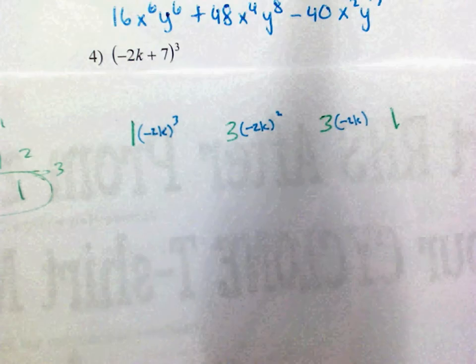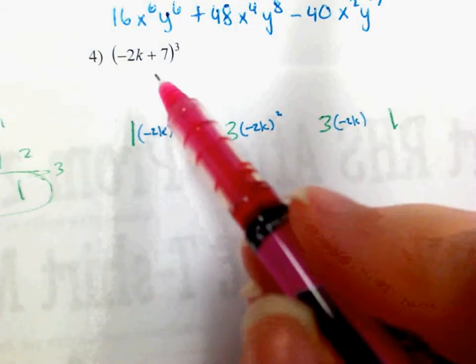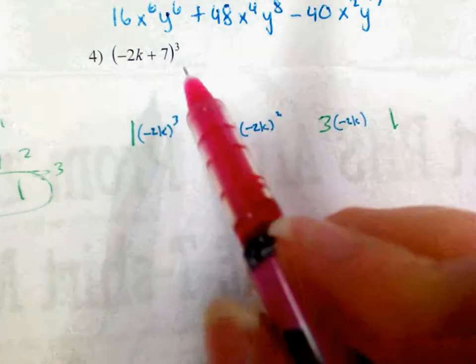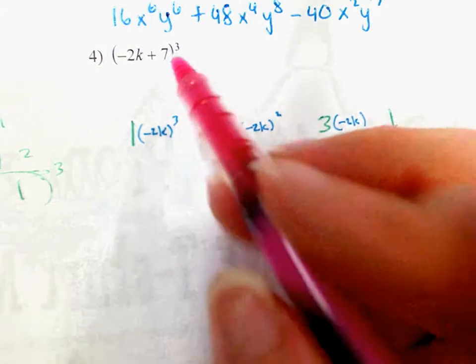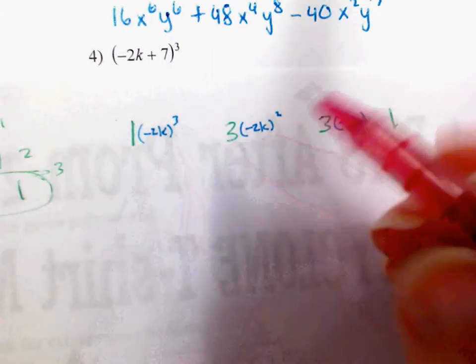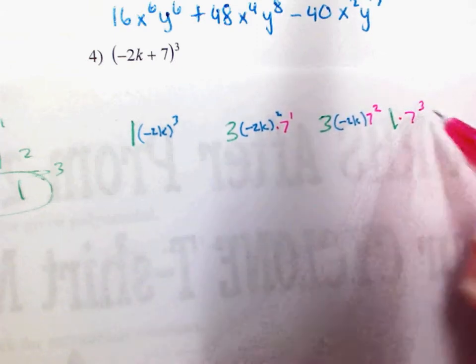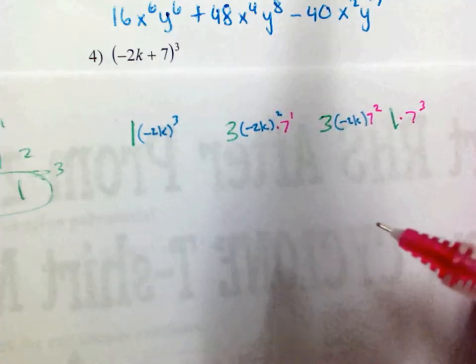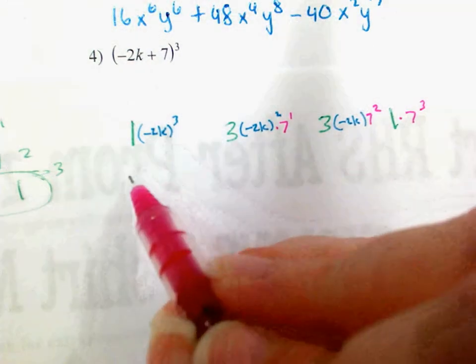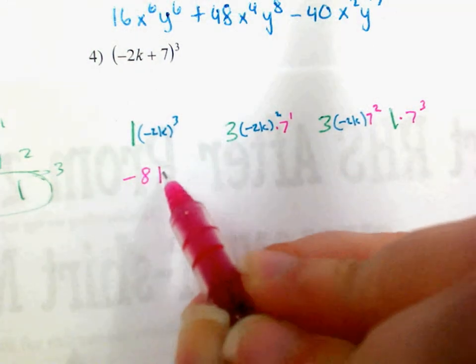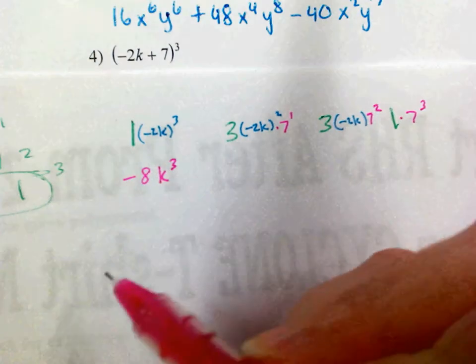And then going backwards powers, I start with 7 as a 0 power, so no 7 here, and then 7 to the first, and then 7 squared, and then 7 cubed. Okay? Well, if I look at this, negative 2 cubed is negative 8, and k cubed is k cubed, times 1, just negative 8k cubed.